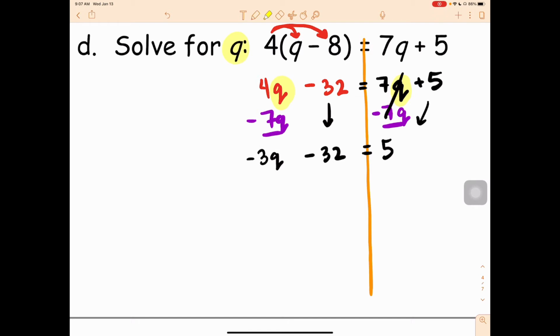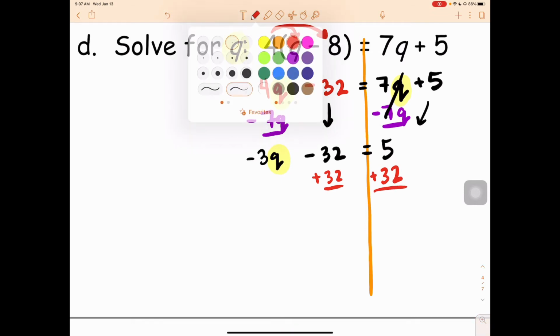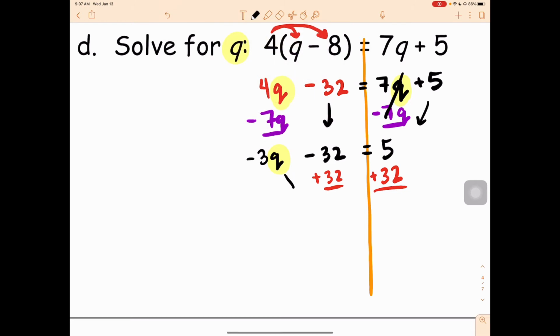So now I see my q's on my left-hand side, I have negative 3q minus 32 equals 5. So I am going to add this 32 to both sides to get the 3q by itself. So here I have negative 3q equals 37.